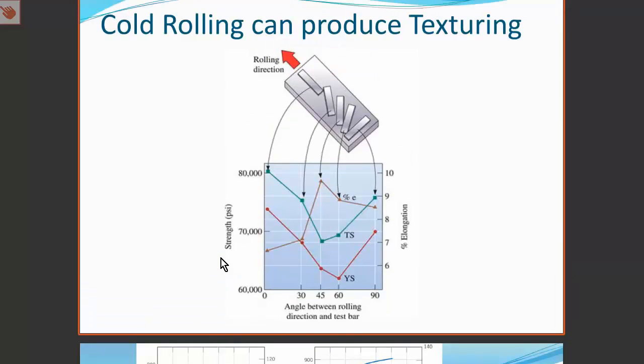Texture is when the crystals in the material are not oriented randomly, but actually in a preferred direction. And rolling a piece of metal actually produces texturing. And this can be either a good thing or a bad thing.